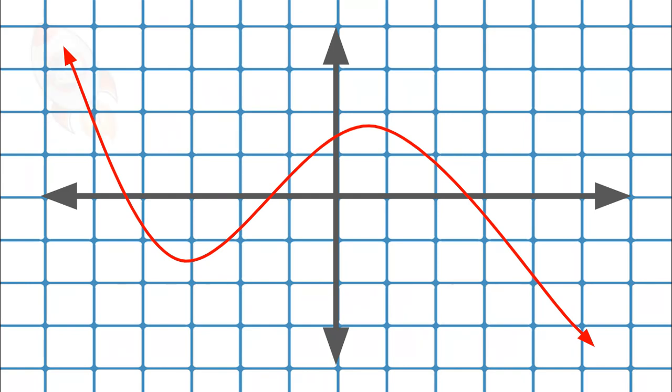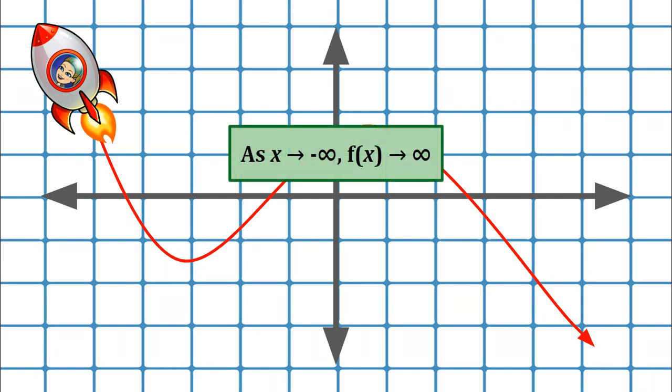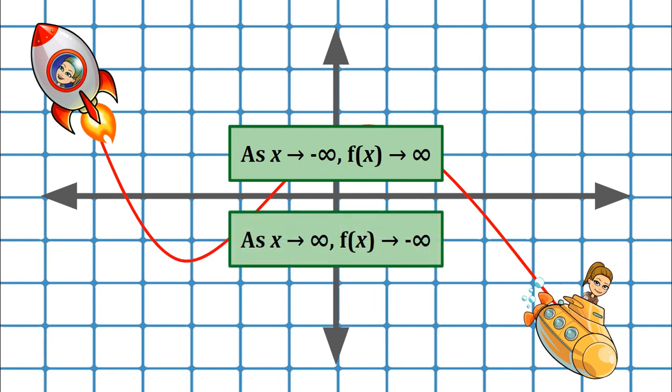On the left side, we'll start there. Notice that one is going up. It doesn't matter what x is, it's always going to be going to negative infinity on the left side. What's going to change is if it's going to infinity on f of x or negative infinity. So here I'm going to infinity. So I would write this as x approaches negative infinity, f of x approaches infinity. If you notice on the right side, that one is going to negative infinity. So I have my little submarine. So this side, as x approaches infinity, f of x approaches negative infinity.